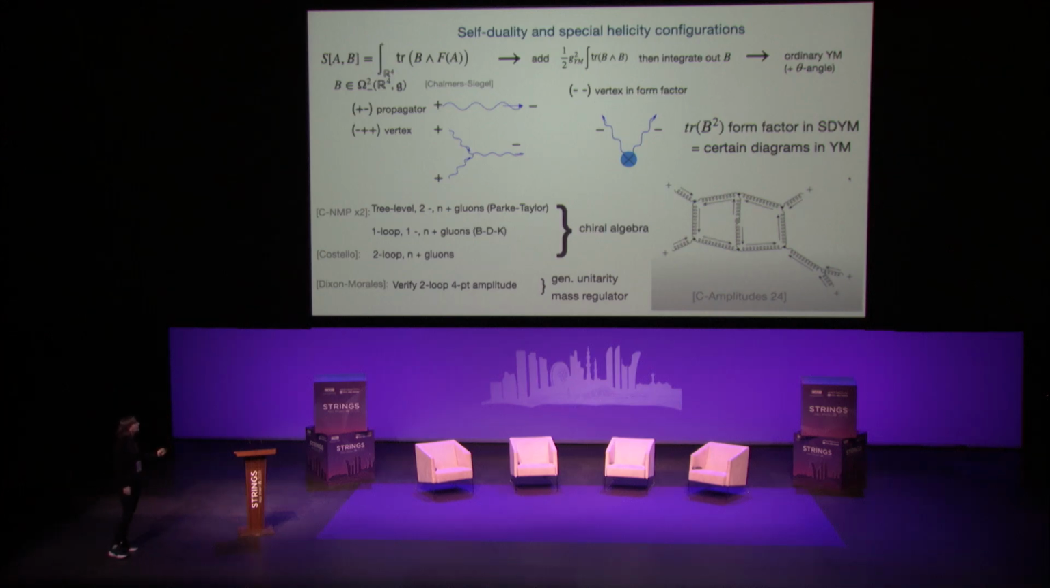So this is the first natural form factor to compute using chiral algebra bootstrap techniques, the addition of a single insertion of trace B squared. And indeed, you can play with these Feynman rules and convince yourself that what you'll get are particular 2-loop, 1-loop, and tree-level diagrams, again with special external helicities, respectively 2 minus, 1 minus, and all plus such amplitudes.